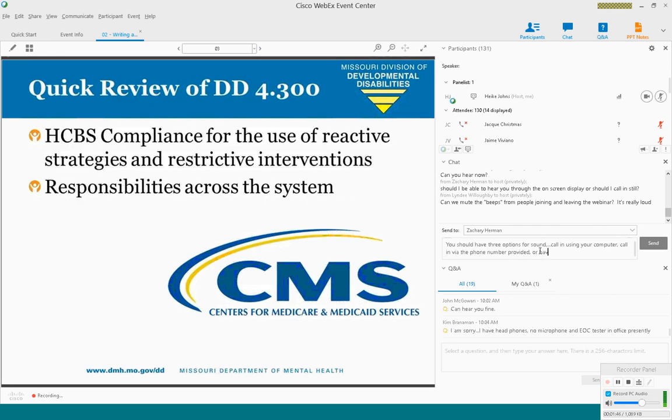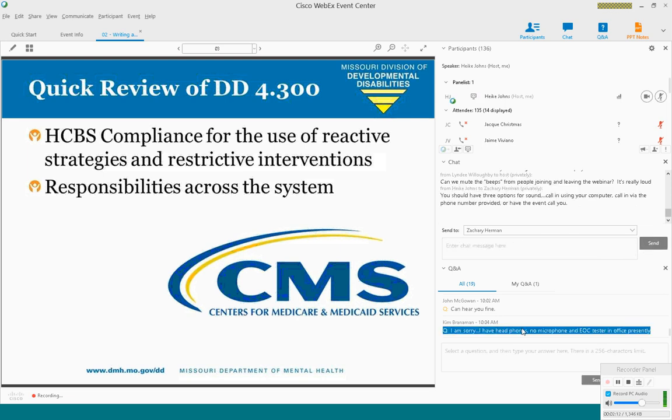So just to review Directive 4.300 real quick, the purpose of the directive is to make sure that we're in compliance with the HCBS, the Home and Community-Based Standards, that ensures our continuation of CMS funding. So this is funding from the federal government. The directive also ensures that when we have limitations to rights or restrictive interventions that limits people's rights, that they're justified, necessary, and appropriately implemented.